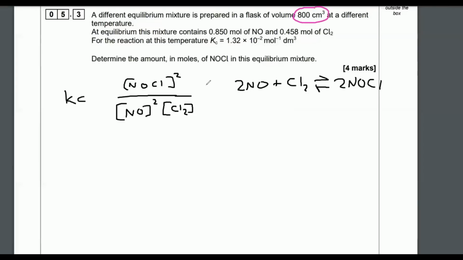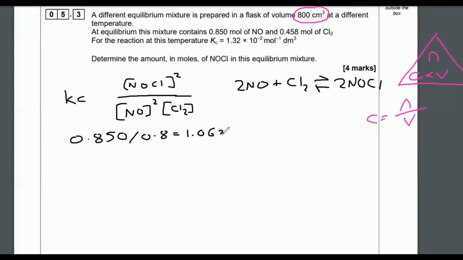Once again, I'll bust out the Kc expression and the equation because they're going to help me with this. I also need to use the equation n over V equals c. Why is that? Because they've given me volume and they've given me moles. So when they do that, I need to convert all of those moles they've given me with the volumes by doing n over V equals c and convert them into concentrations. Those square brackets stand for concentration.